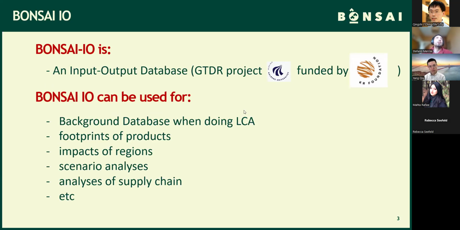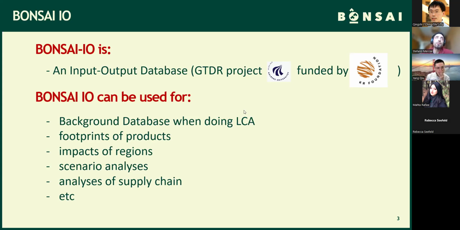So first of all, what is Bonsai.io? Bonsai.io is an input-output database that we are building within the Getting Data Right project that is led by Aalborg University and funded by the LEGO Foundation, that is a Danish foundation. Bonsai.io can be used as a background database when you are doing LCA, so you can complete your system. You can attach Bonsai.io to your foreground system to complete your analysis.